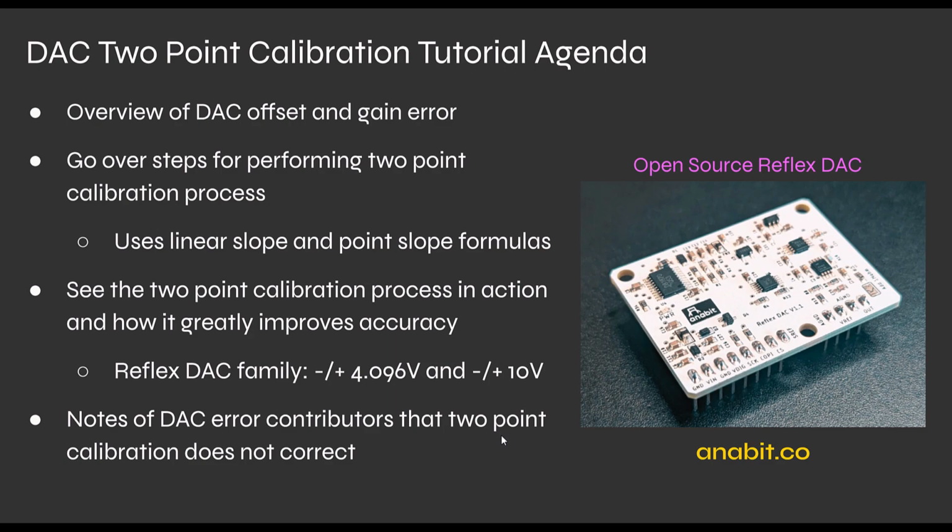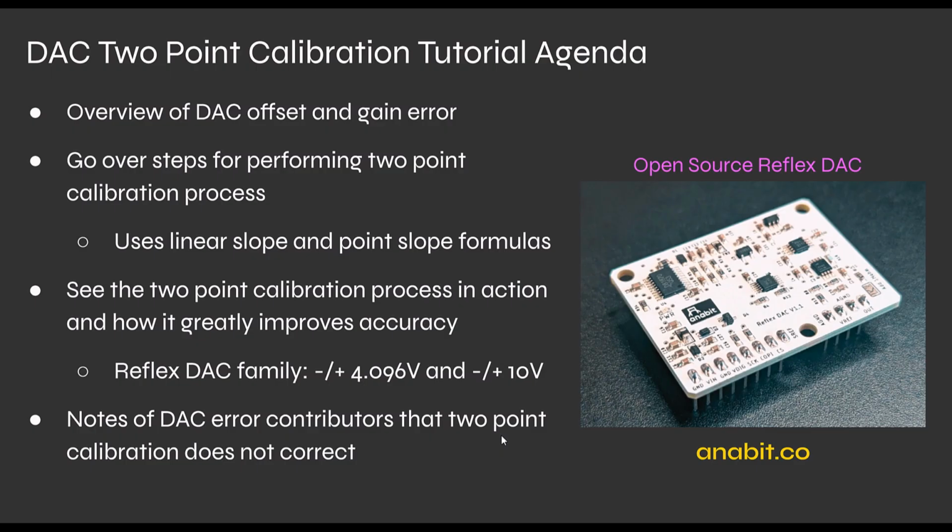Then we're going to see our calibration process in action. So we're going to see a demo of this, and we're going to see how it greatly improves the accuracy of the DAC. What we're going to use for our demo is Anabit's Reflex DAC family. And there's two versions of the Reflex DAC family. We're going to use the negative 4.096 volt to positive 4.096 volt version.